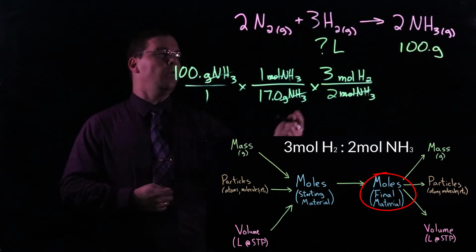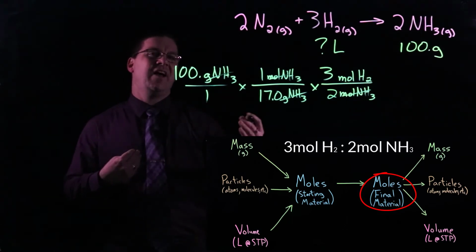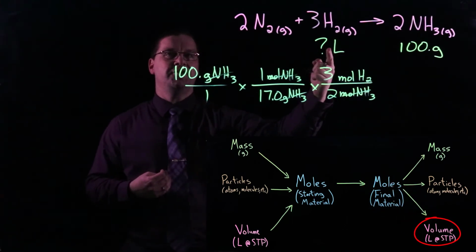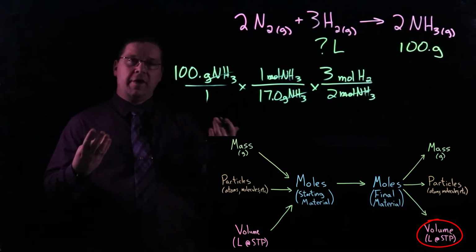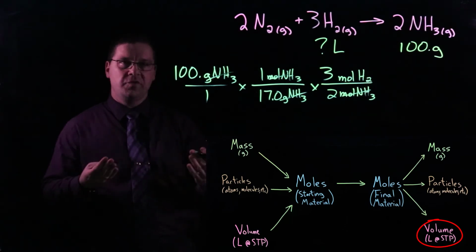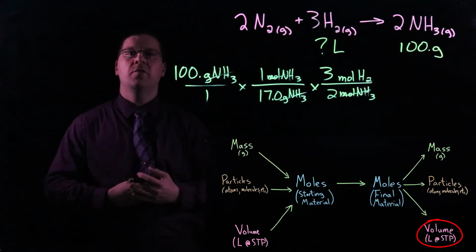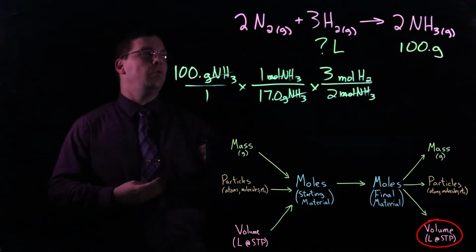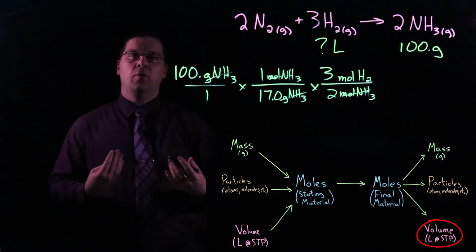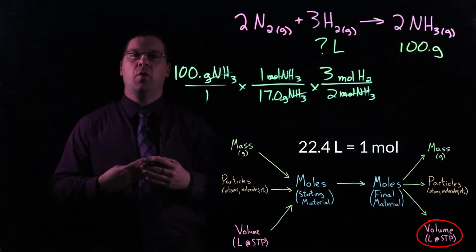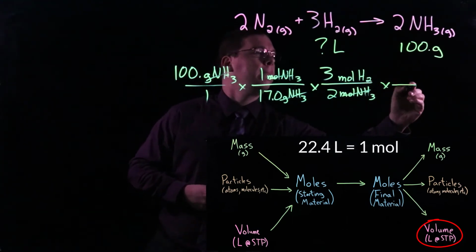Now that we are in moles of the final material, we can go that last step, and in this case it is to go to liters of hydrogen. Assuming that we are at standard temperature and pressure conditions, unless you're told specifically otherwise, it's safe to assume that you are at STP when dealing with gases. To go from moles to volume, we use the molar volume for a gas at STP, which is 22.4 liters for every 1 mole of gas.